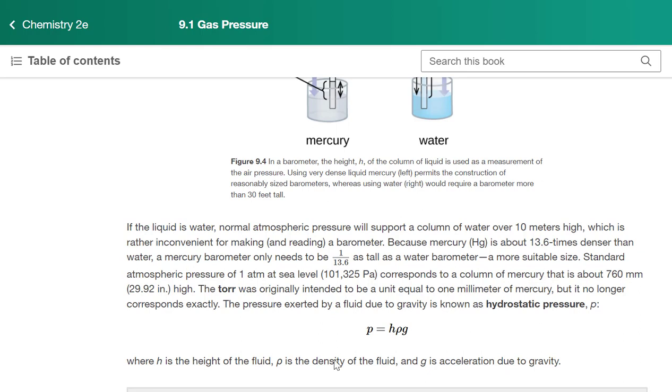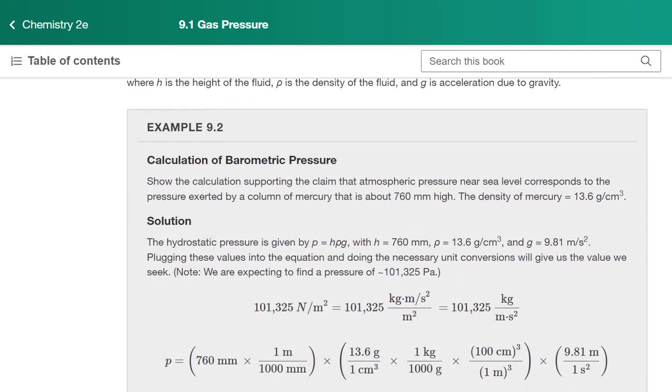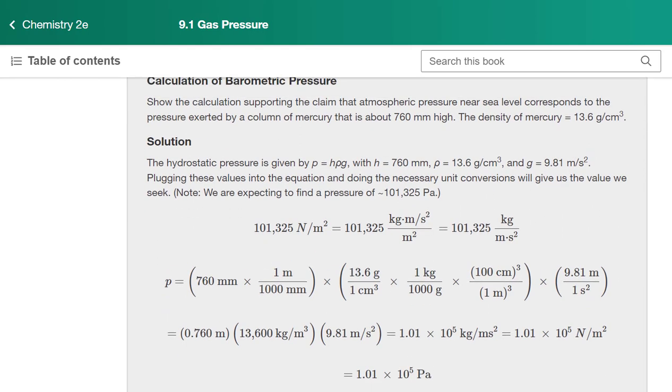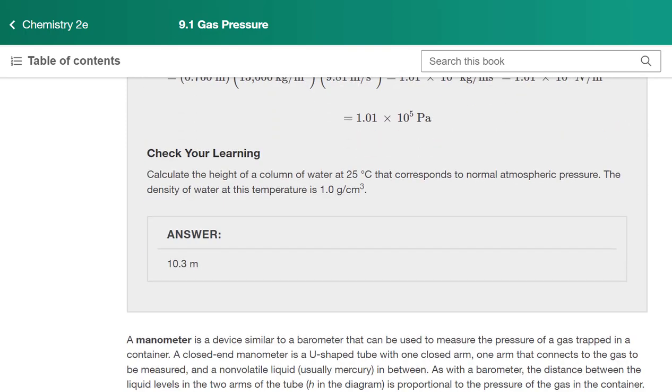So the equation, and we're not going to focus on this too much, for why it would be different with mercury and with water: the pressure is equal to the height in the tube times the density of the liquid in the tube, and then times the gravitational constant. Again, some of these equations you'll be using in more detail in a physics course. There's an example here of calculating barometric pressure based on the height, so you can look at that example.